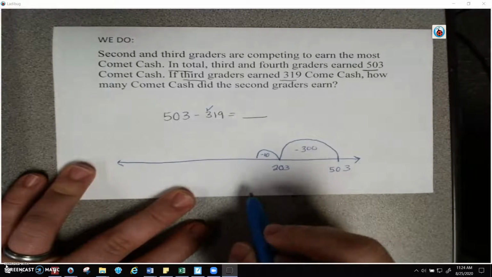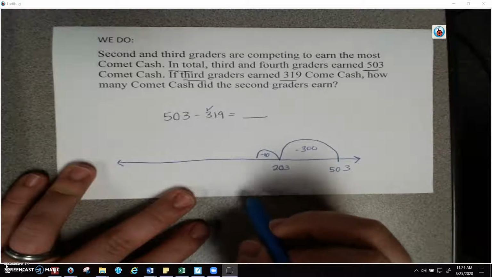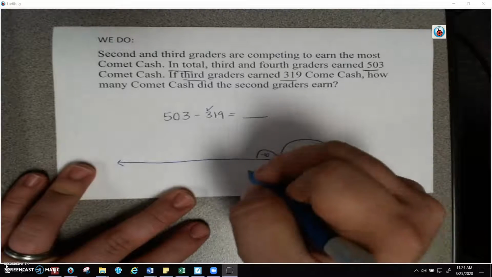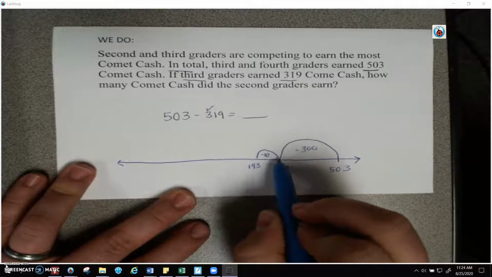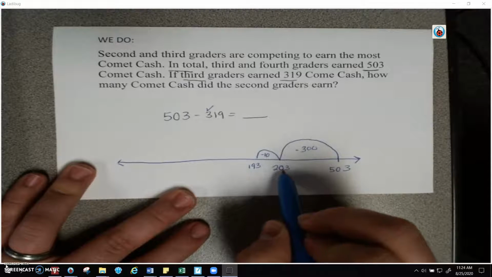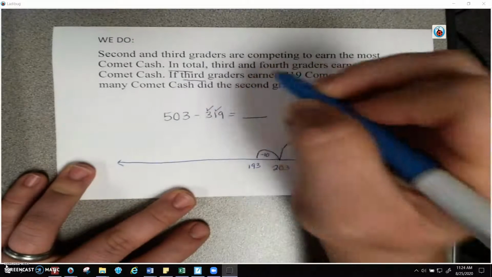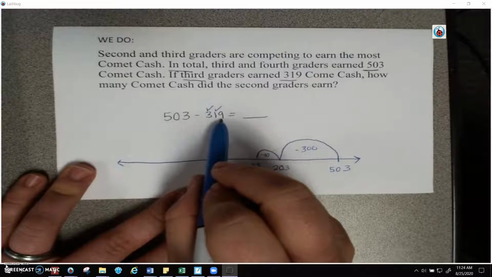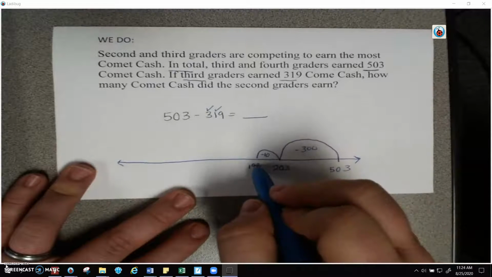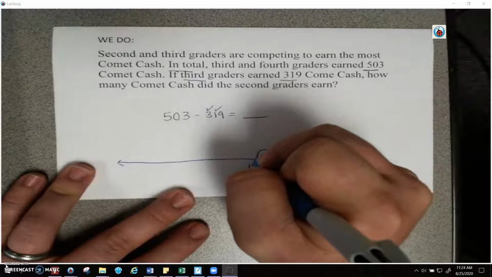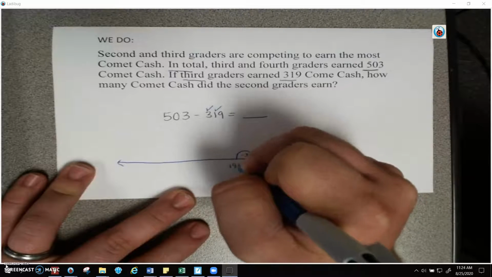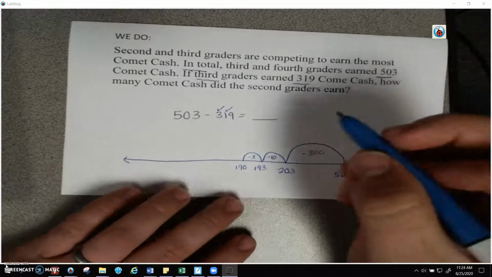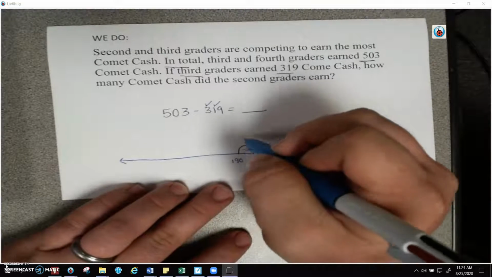you're going to end up at 193. And I can check that by saying 193 plus 10. That would get me back to that 203. Now I've taken away 10. Now I need to take away 9 ones. I have 3 ones right there, so I'm going to take away 3 ones first to get to 190. And I know I still only have, so if I took away 3 from 9, I still have 6.